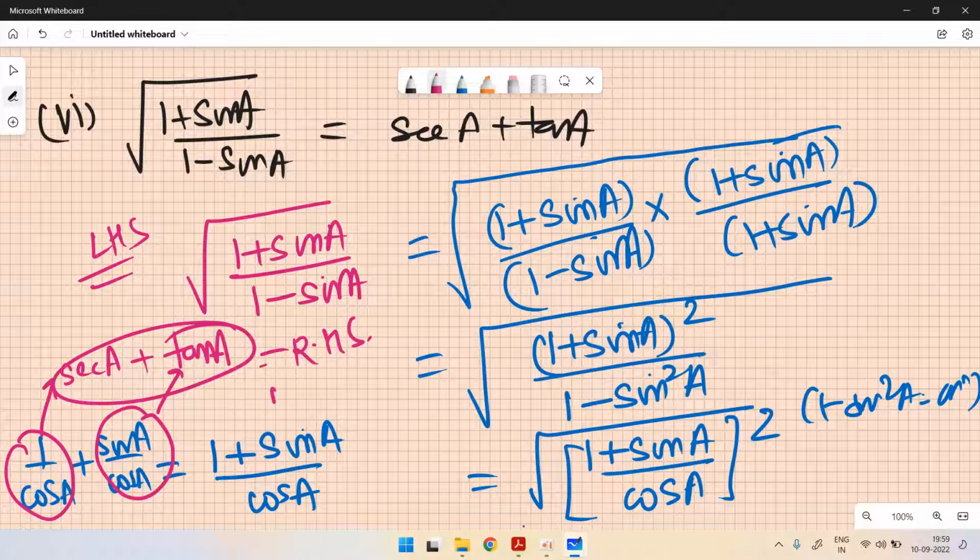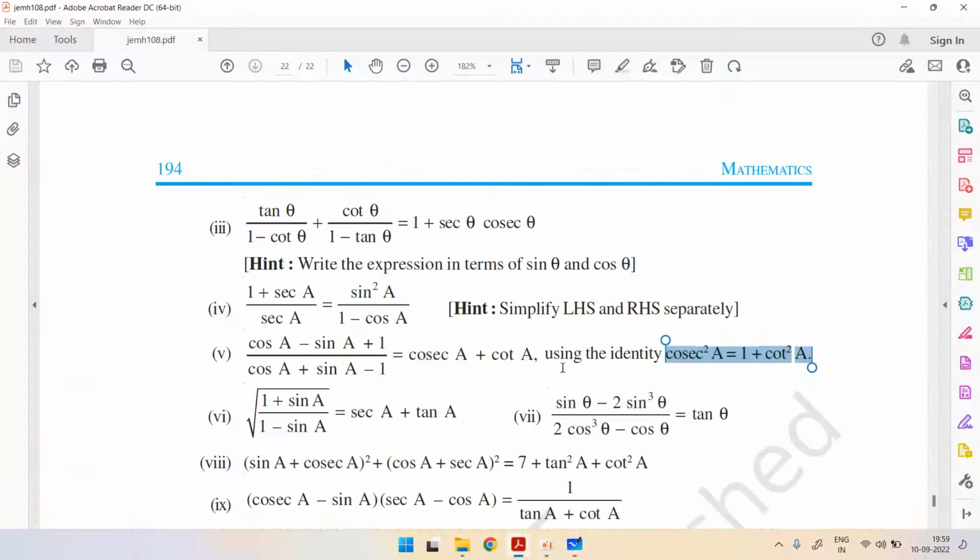Since LHS is equal to RHS, hence proved. Now the seventh part: sine theta minus 2 sine cube theta by 2 cos cube theta minus cos theta is ultimately tan theta. So how will you prove this?